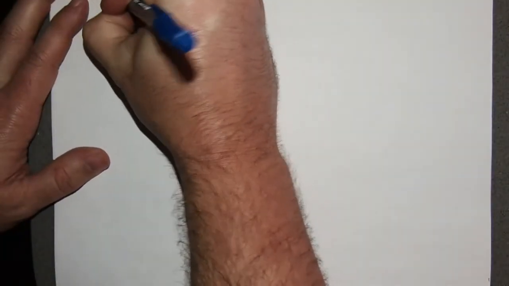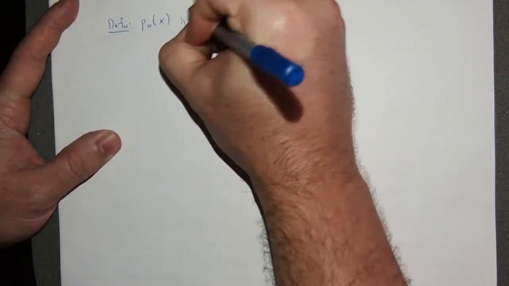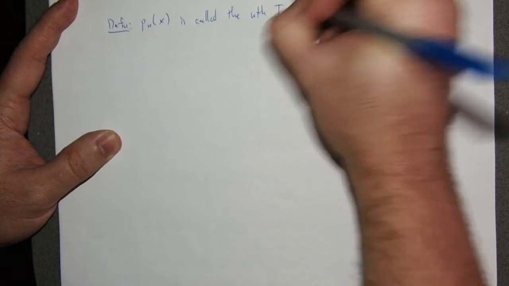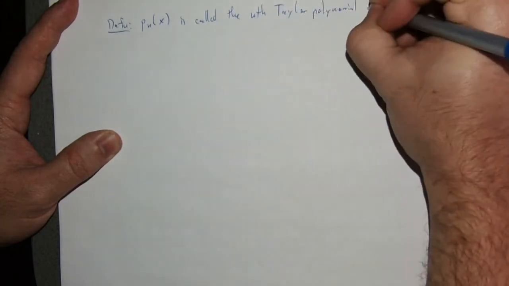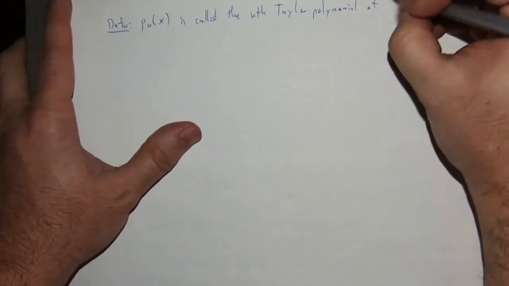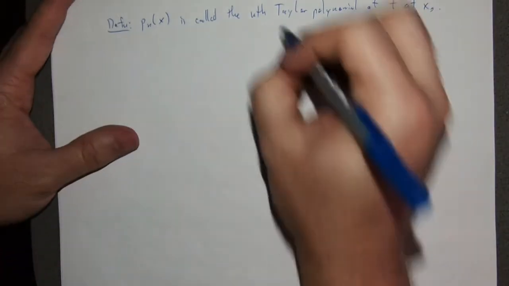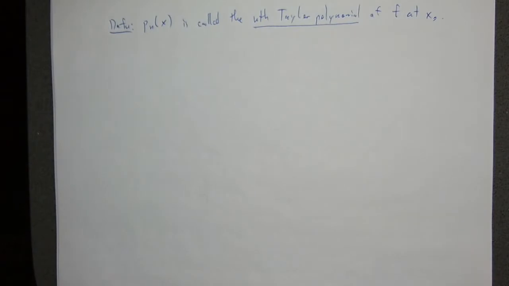Okay, so here's a definition. P sub n of x is called the nth Taylor polynomial of f at x naught. Okay. So that is my definition of the nth Taylor polynomial.